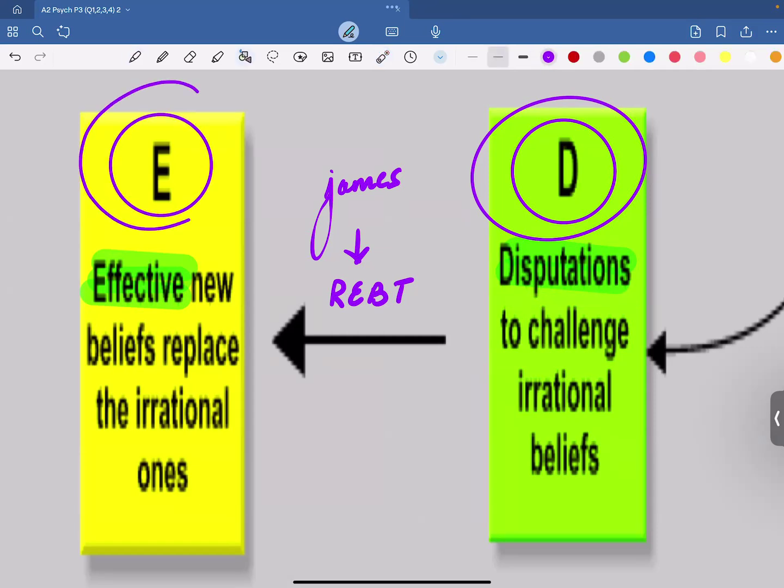Now, if the client has been helped by the therapist to be able to dispute that irrational belief, then you could move on and try to rectify it. How? Effective new beliefs replace the irrational ones. So we're talking about those irrational, illogical, maladaptive, disruptive beliefs being challenged, being disputed, and being rectified or effectively replaced with more rational beliefs. Now, this was about REBT.